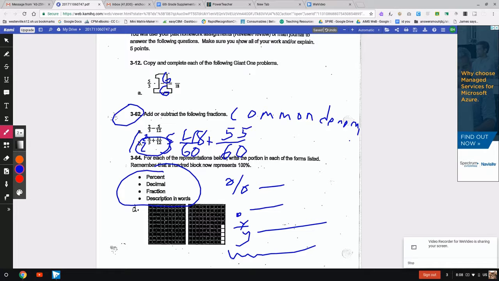You might have to reduce after solving, especially on this one, because you're going to get a mixed number, or an improper fraction turned into a mixed number. But just take your time. Again, use your notes, use your resources.